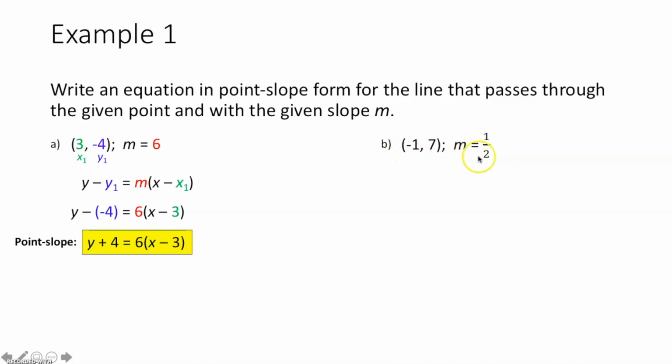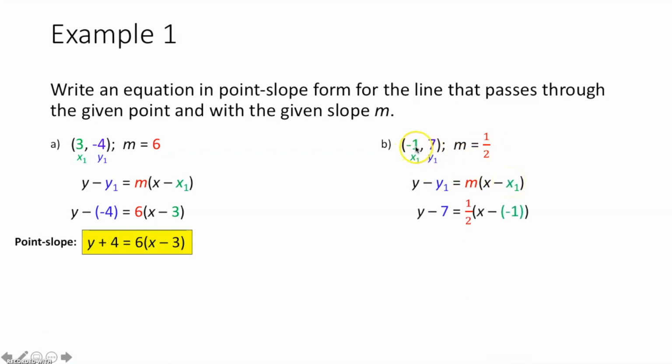Part B, doing the same thing. We have a point and we have a slope. So this is going to be our x sub 1, this is going to be our y sub 1. Again, highly recommend under your given point, write x sub 1 and y sub 1. That way you know exactly where to plug those things into your given point-slope form. Now our point-slope form looks like this: y minus y sub 1 is equal to m times the quantity x minus x sub 1. So I'm going to plug in 7 for y sub 1, 1/2 for m, and negative 1 for x sub 1.